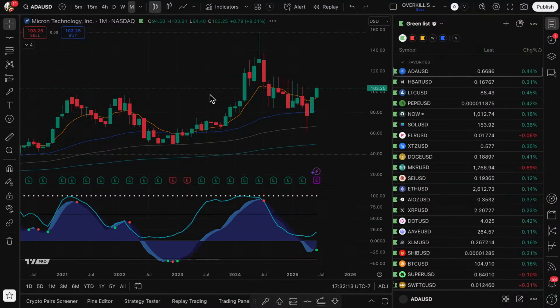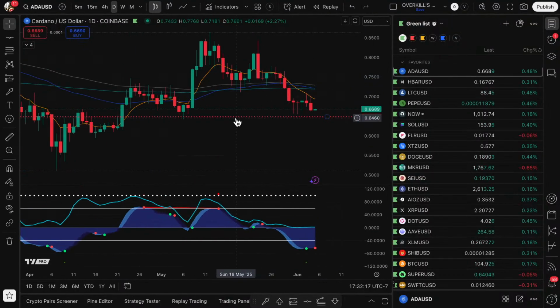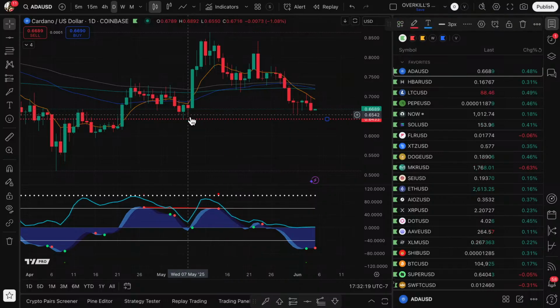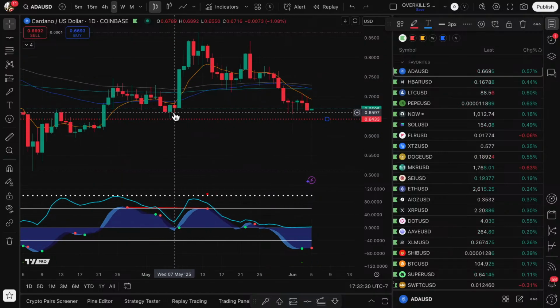Cardano is red to start the month. Again, double bottom here. So we're testing these lows from May right now. And up above 65, 64, I still like Cardano. If that breaks, we need to be looking to buy it again down here around 50. But again, double bottom being attempted right now.